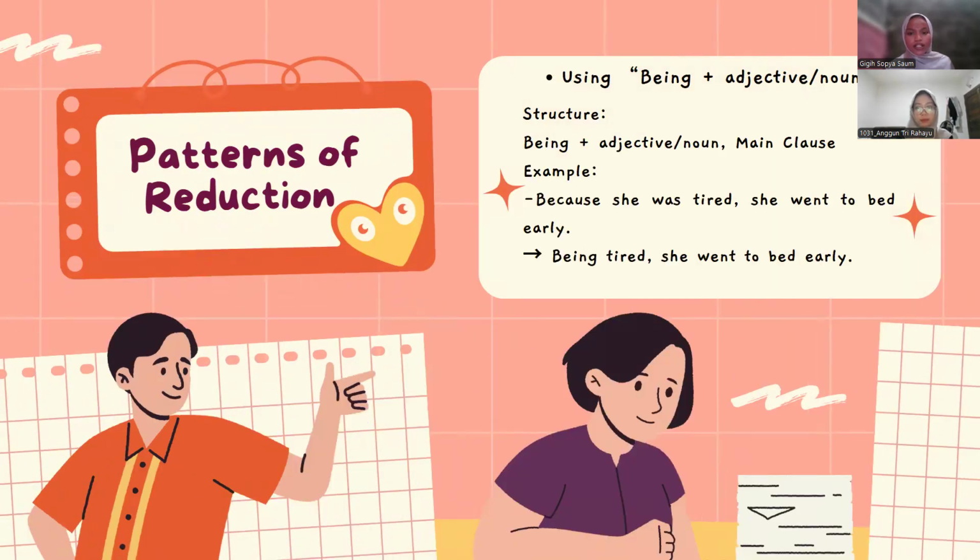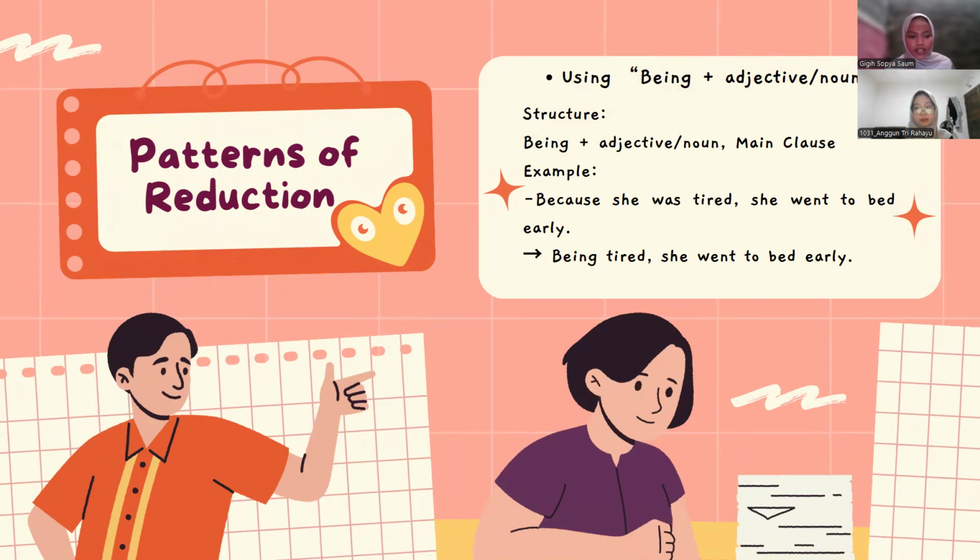The third one is using being plus adjective or noun. It is used when the adverb clause contains be plus adjective or noun. The structure is being plus adjective or noun, comma, main clause. For example, "Because she was tired, she went to bed early" becomes "Being tired, she went to bed early."